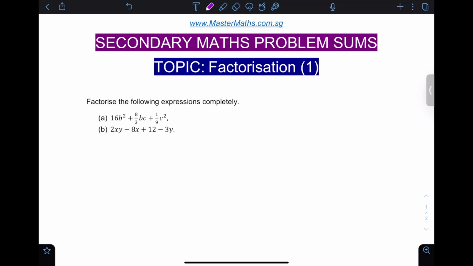Factorize the following expressions completely. So for part A, we have 3 terms here, 1, 2, and 3. So we can use the cross method.